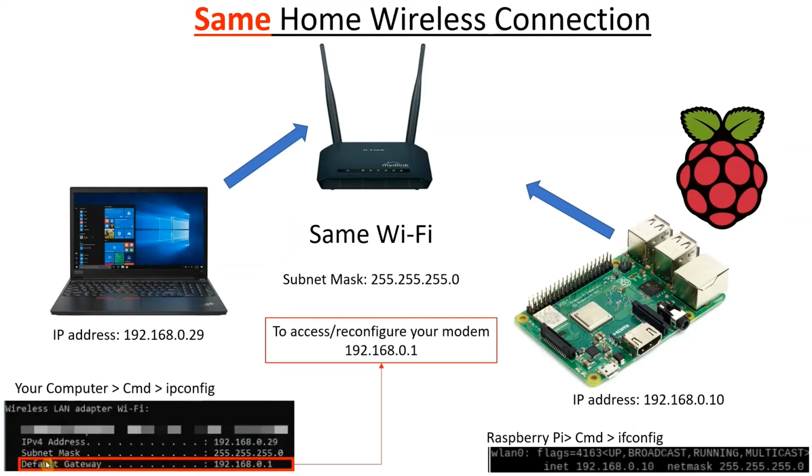The last number in here is called the default gateway, which is also very similar to the IP addresses that you have here. It also varies in the last digit. Usually it's 0.1, 0.0, and that number is going to be very useful if you want to access and reconfigure your wireless modem or router.